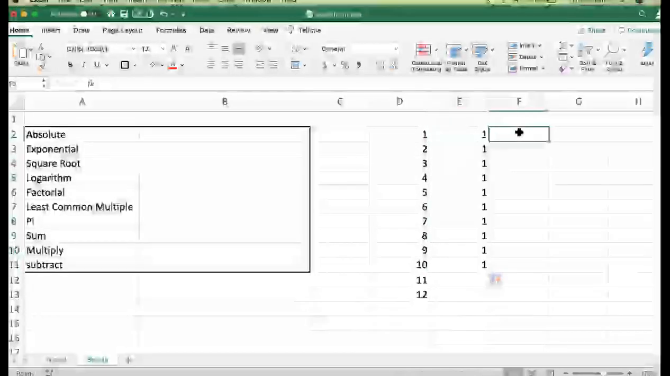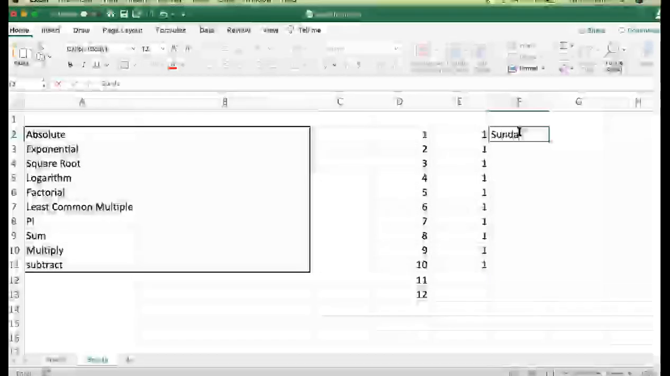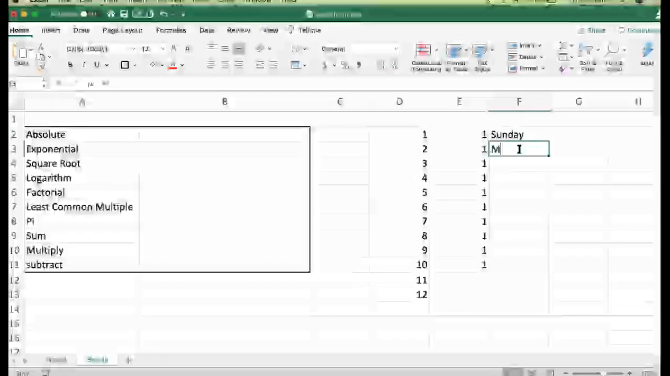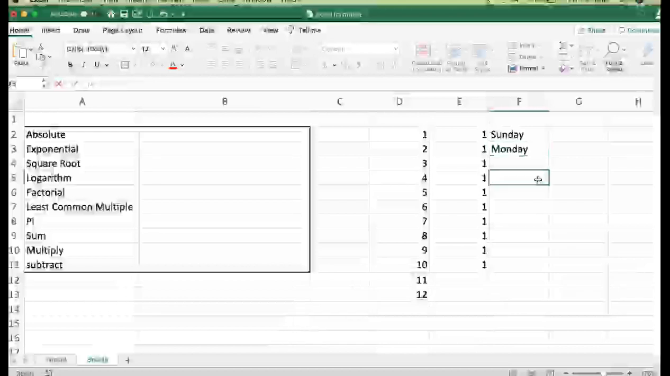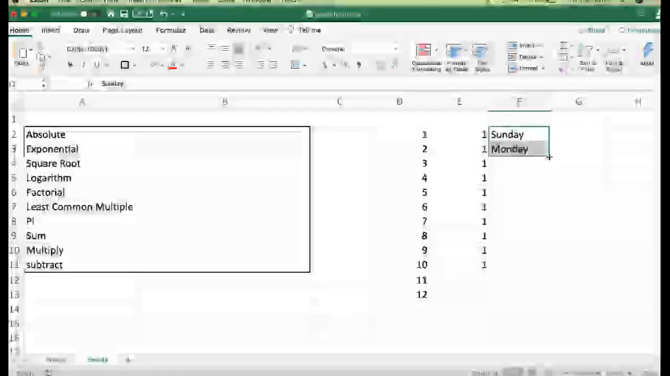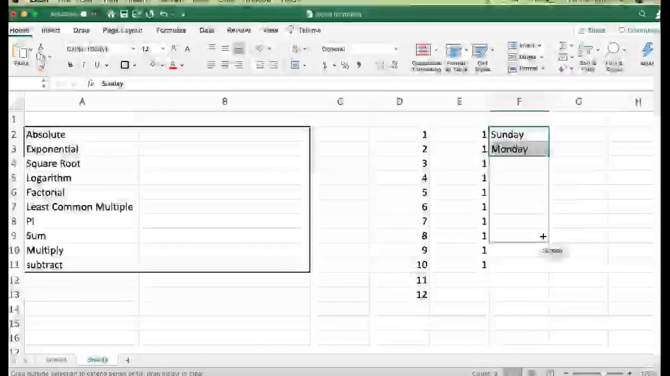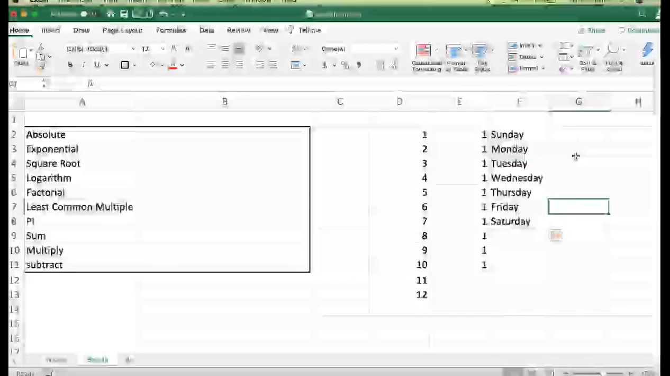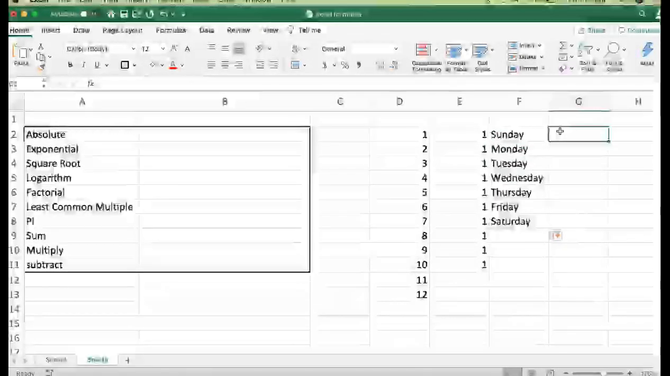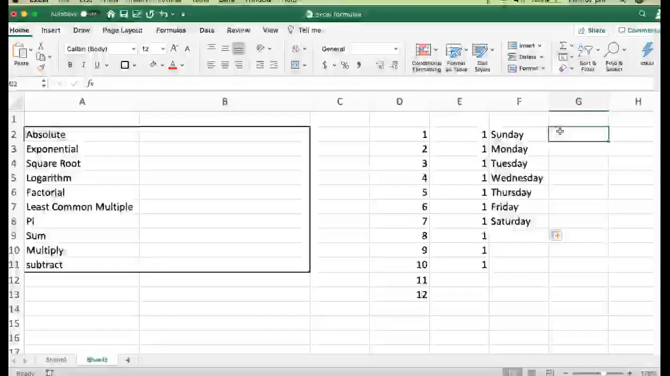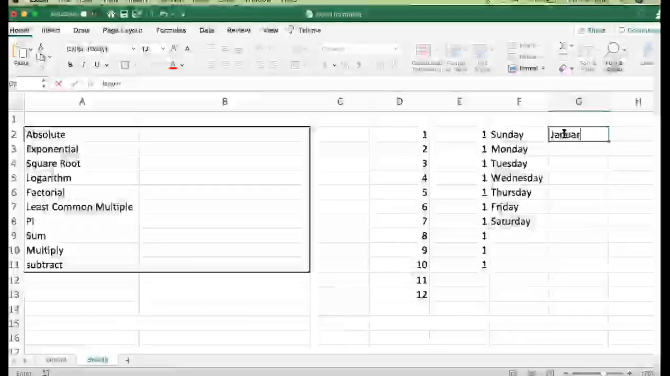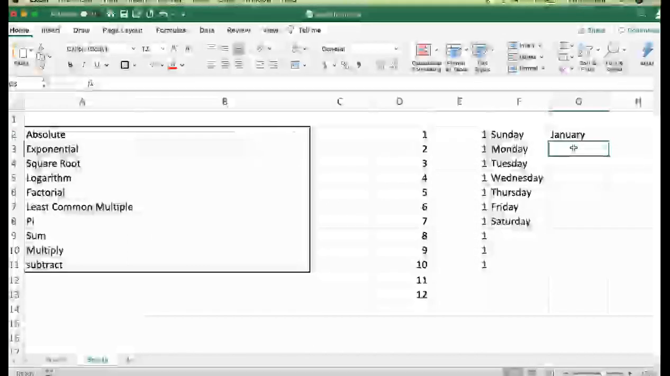The same thing you can apply for the days of the week as well. Sunday, Monday, and if you don't want to write again and again, you can simply drag. So these are the things that you can do on Excel. Excel is basically going to make your work easy. Same thing you can do for your months as well.